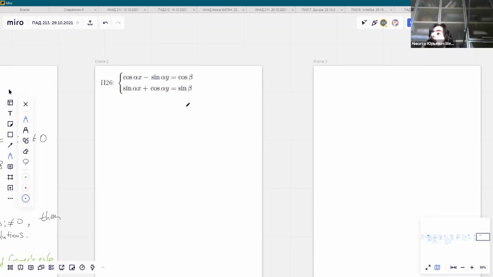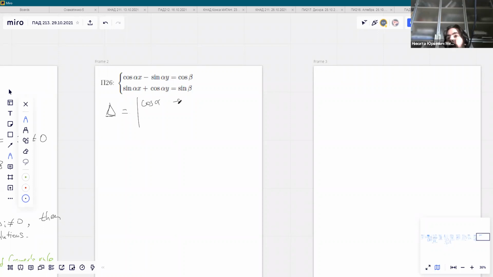So this system, we can solve it by using Gaussian elimination, but that would require considering many small cases, like does cosine of alpha equal 0 or not? That's not very nice, because cosine alpha equals 0 means that alpha itself has many possible variants, and so on and so on. So instead, let us use the Cramer's rule.